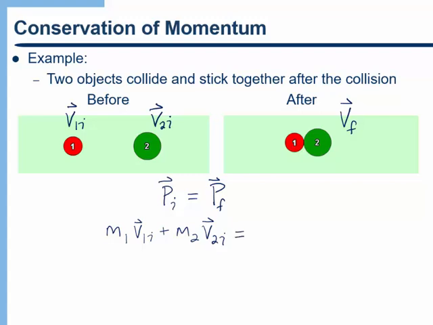Then after the collision, I only have one object. They're stuck together. My object now has a combined mass of m1 plus m2, and I'm multiplying that by the final velocity. So that's how I would write down conservation of momentum in a problem like this.